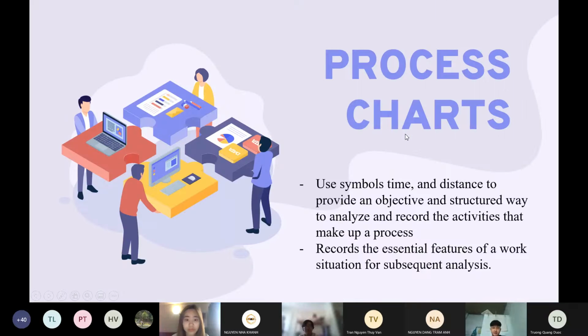So the fourth tool is the process chart. The process chart uses symbols, time and distance to provide an objective, abstract way to analyze and record the activities that make up a process. It allows us to focus on the value added activities. So for example, the process chart shown in the figure.